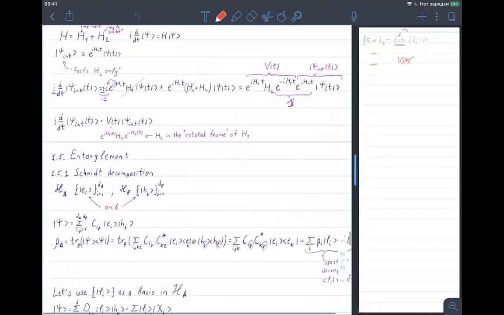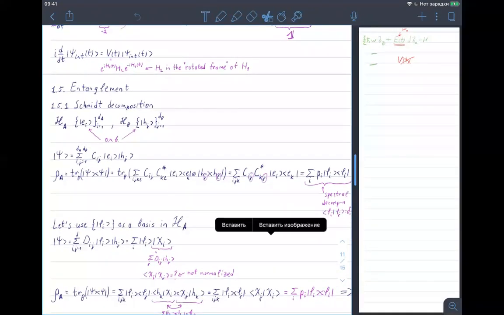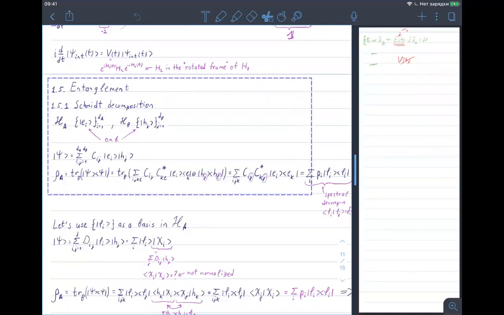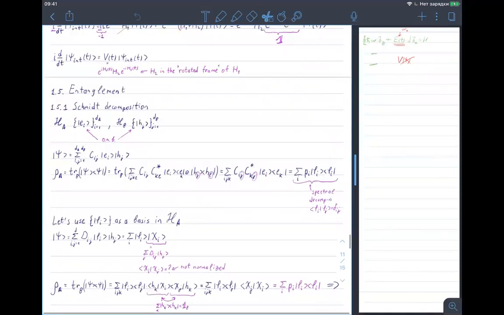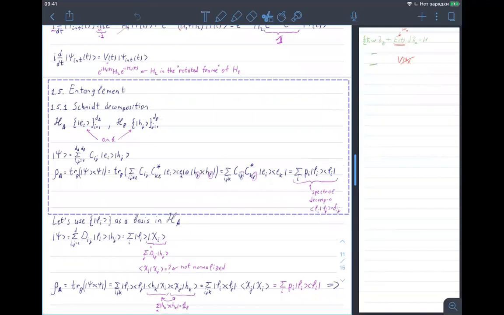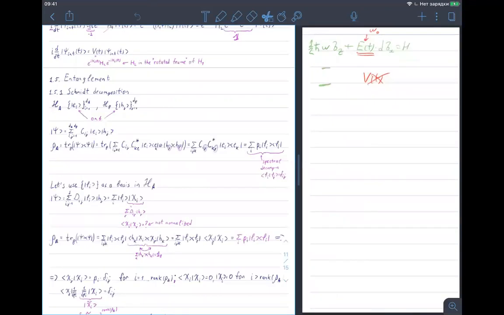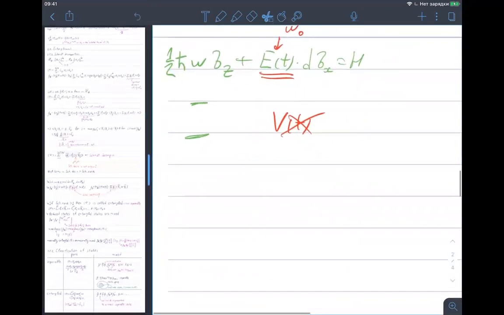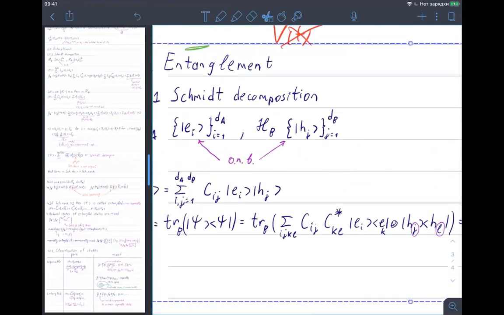Well, so section 1.5, I called it entanglement, and I hope it will be more new for you. So we will speak about entanglement, and we will start with some basic thing which is called Schmidt decomposition. It's very fundamental stuff in quantum information.